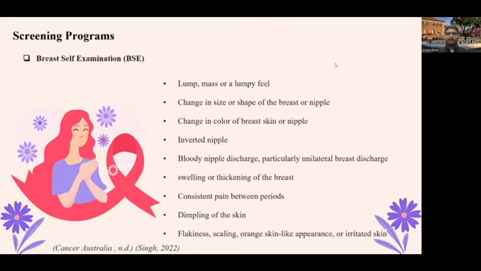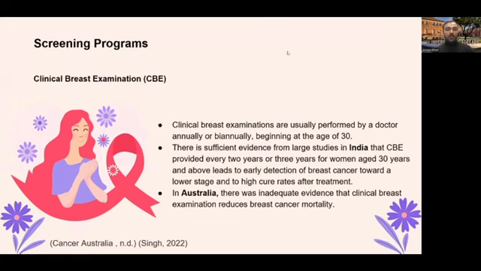Hello, I'm Saad Ahmed. As my fellow colleague highlighted some of the screening programs that are used to tackle the challenges of breast cancer, I will also be highlighting some of them. The other one is the clinical breast examination. It is usually done annually or biannually by a physician beginning at the age of 30. In India, there are several studies that suggest that it has proven beneficial, whereas in Australia, there is inadequate data to support it.